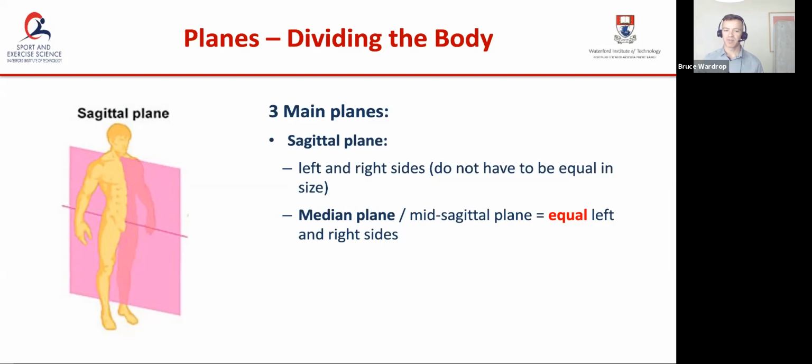If we want to get very specific, we have the mid-sagittal or median plane, and that is the same plane, but it divides the body into equal left and right sides. So that allows us to describe where things are in relation to the midline of the body. That becomes important when we're talking about movements. Say if you were talking about a lateral raise, a shoulder exercise, where your arms are moving away and to and from the midline of the body.